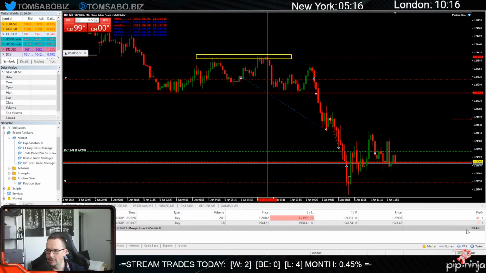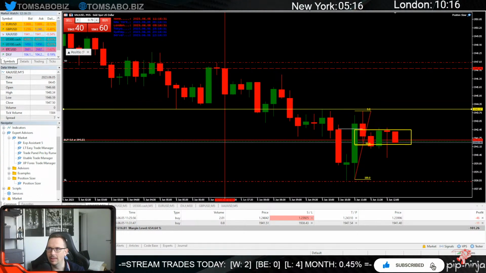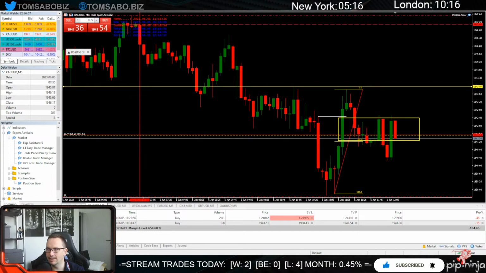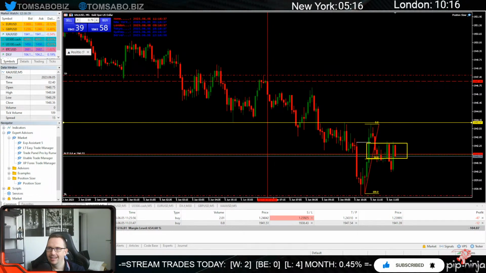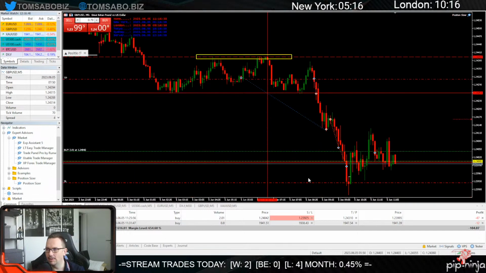Unfortunately, we're still not looking good on gold, and neither on the pound. It's looking bad. Let's be honest, it's looking terrible. The pound is definitely looking terrible. I'm considering closing the pound. I was really looking for the pound to take out what is buy side for me, for my analysis, up there. And we had some nice structure shift here.